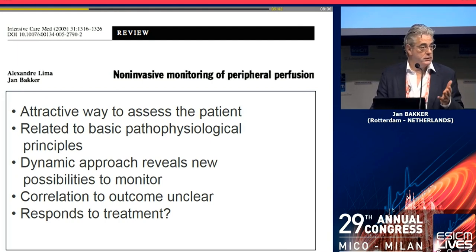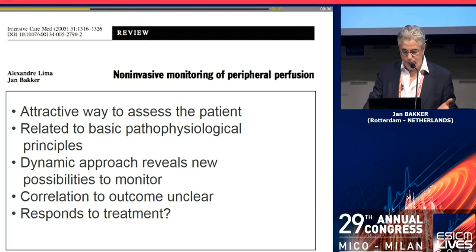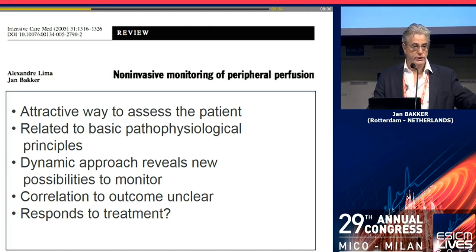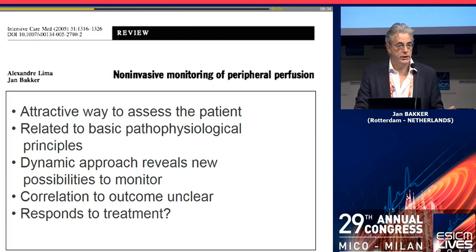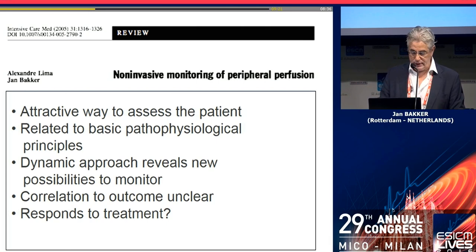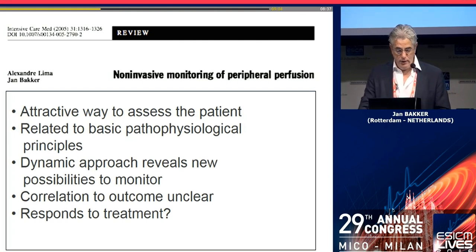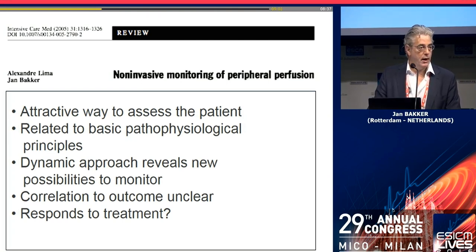That's very attractive because it's non-invasive, it's relatively simple, it's related to very basic pathophysiological principles like vasoconstriction due to hypovolemia, sympathetic nervous system activation. That's a very active system when you want to compensate for inadequate circulation, and a very nice window is the skin. If you do a dynamic approach, I won't talk about this, but you can even test the ability of the system to respond to an insult, like a vascular occlusion test. The correlation to outcome at that point, when he started his PhD, was relatively unclear, and the response to treatment was unknown at that time.